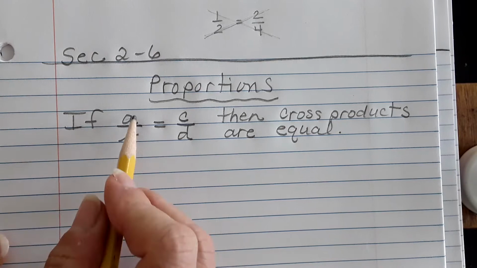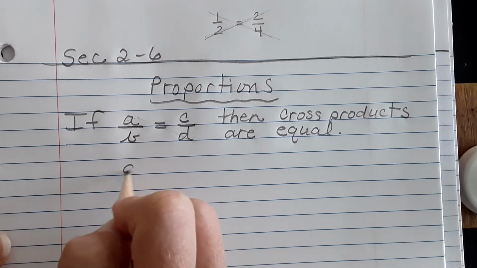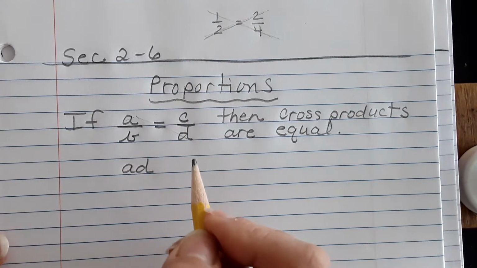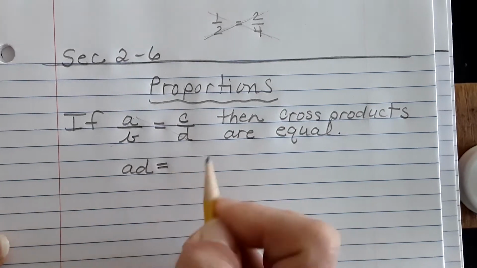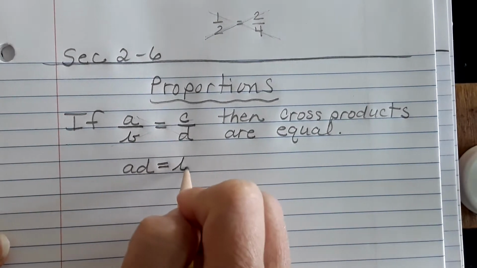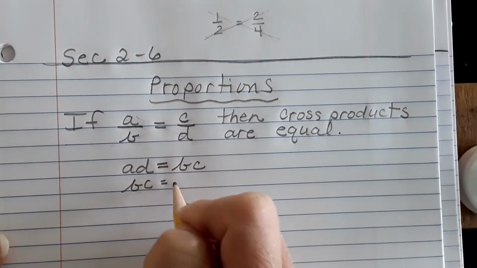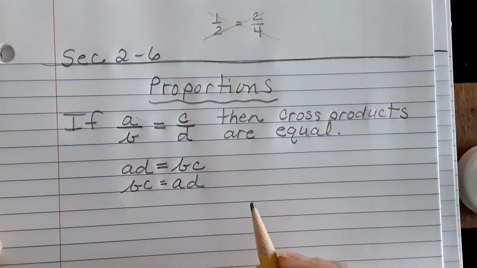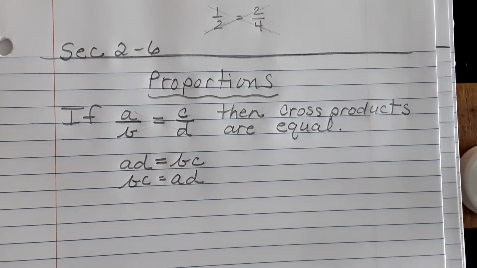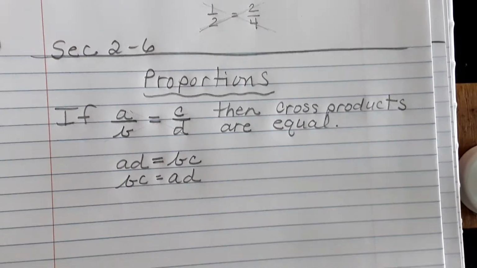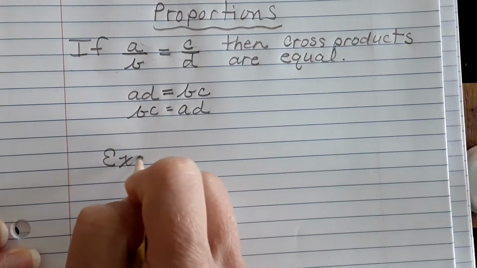Okay, so that means with these two fractions here, one cross product would be a times d. And it doesn't matter what order you do your multiplying, which diagonal goes first. That cross product should be the same as the other one, which would be b times c. All right, so I could write the bc first and then the ad. If you remember, that's called the symmetric property, when you just swap sides of your equal sign. That allows you to do that. All right, so let's try some of these with algebraic equations.